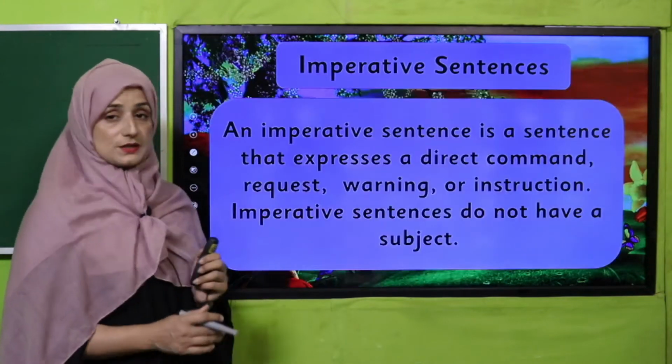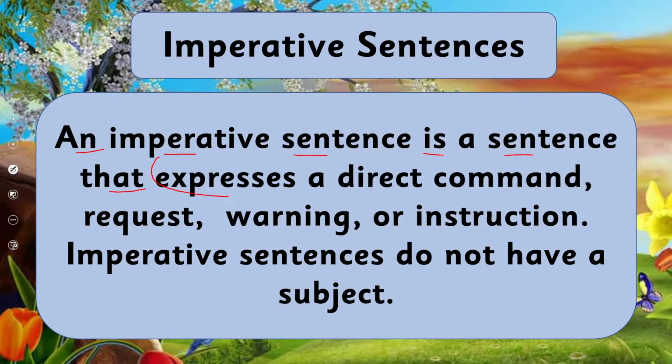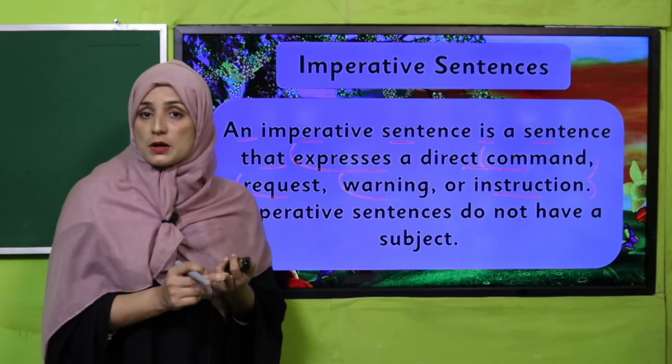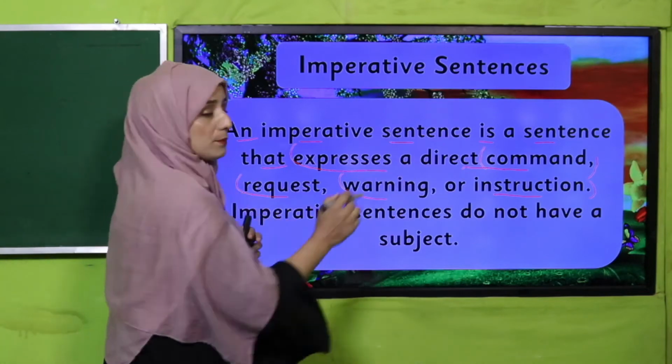So let's see what an imperative sentence is. An imperative sentence is a sentence that expresses a direct command, request, warning or instructions. So my dear students, what is an imperative sentence? An imperative sentence gives us 3 to 4 things. Command. So what is a command? A command is an order. And who gives orders? Definitely our elders give orders to us, my dear students. And who are our elders? Like our parents, our teachers. So these are our elders. They give us commands, orders.